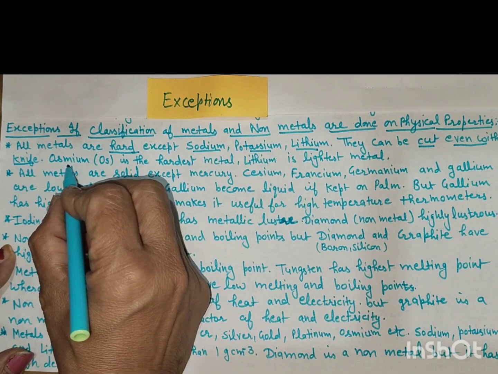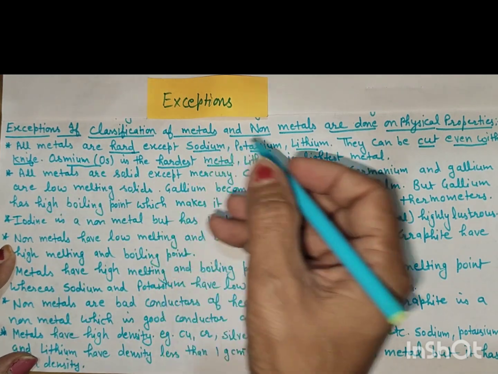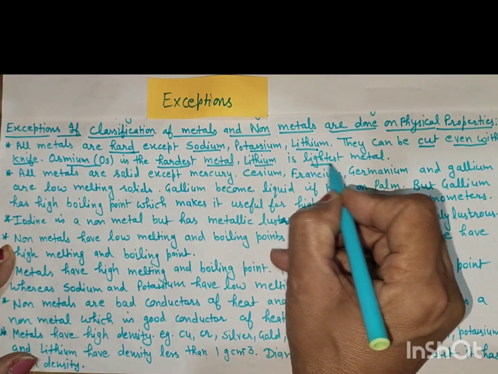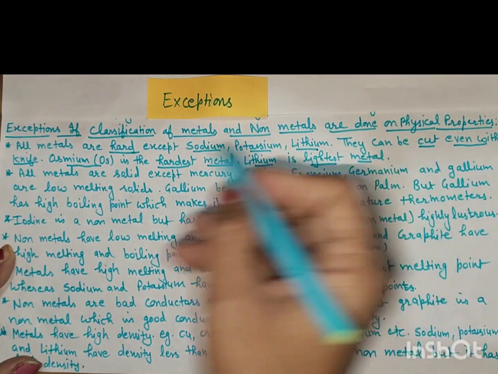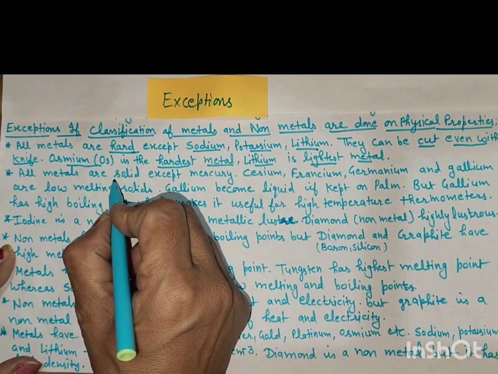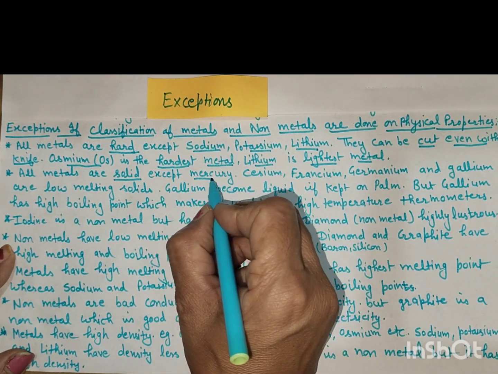Osmium is the hardest metal. But lithium is the lightest metal. All metals are solid, except mercury. It is not solid.